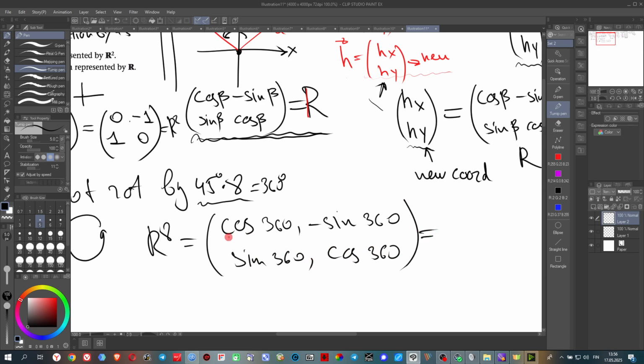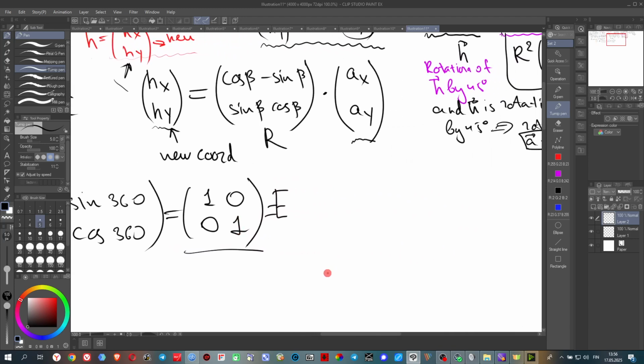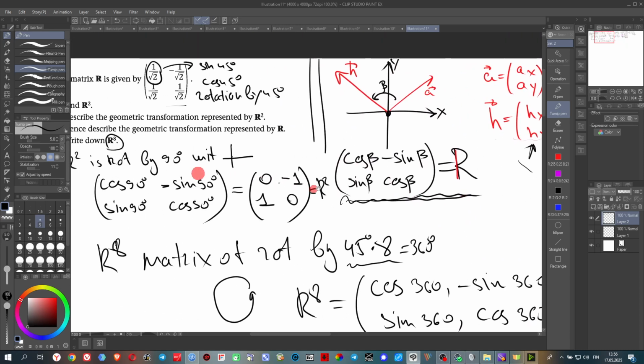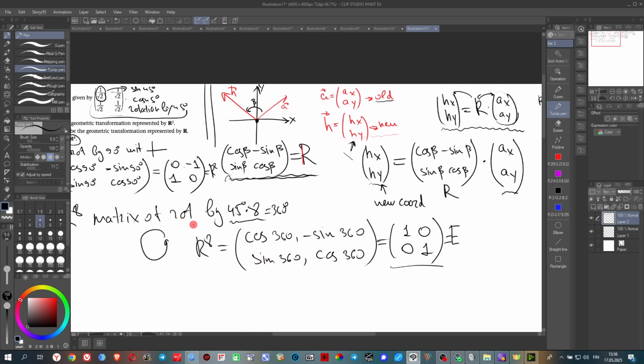Let's calculate this matrix. Cosine 360 is obviously 1, and sine 360 is obviously 0, so 1, 0, 0, 1. So r to the power of 8 is actually the standard unit matrix. Okay, so this is it. It concludes this problem. As you can see, we solved it in the following way. At first we understood what this matrix is all about, and after that we could very simply answer all these problems. I will save this paper and I can send it to you.